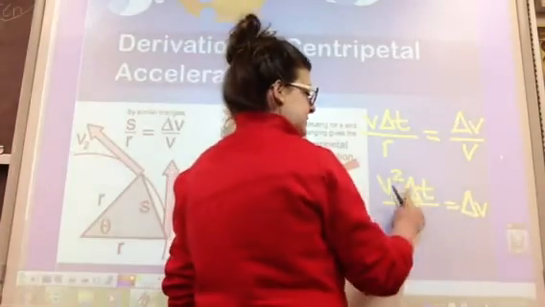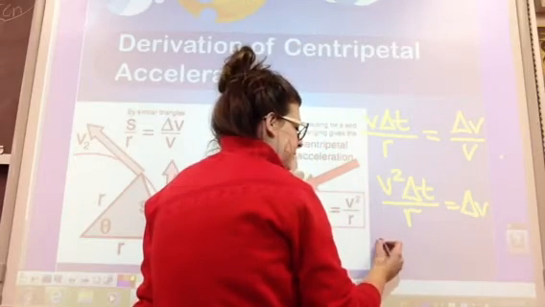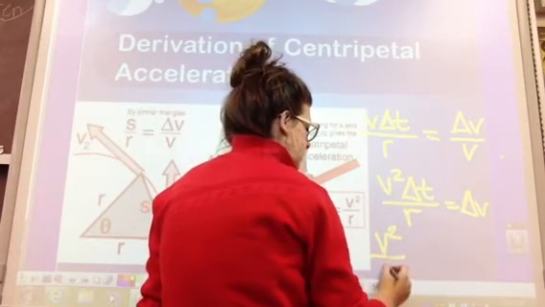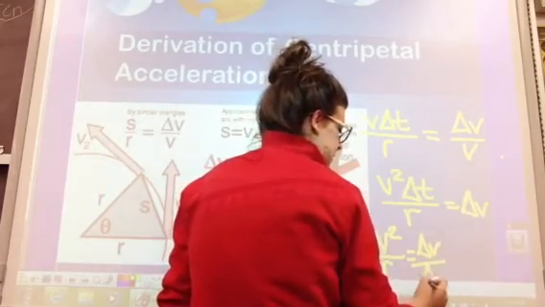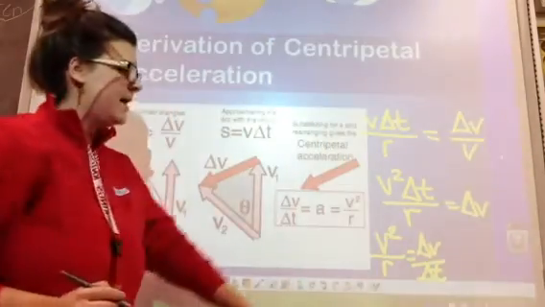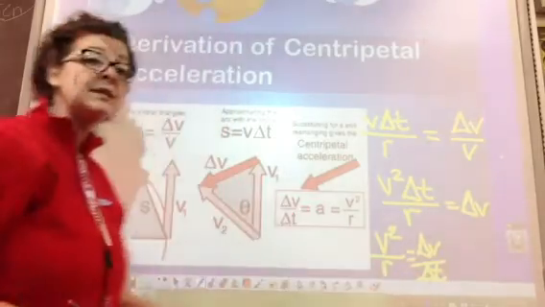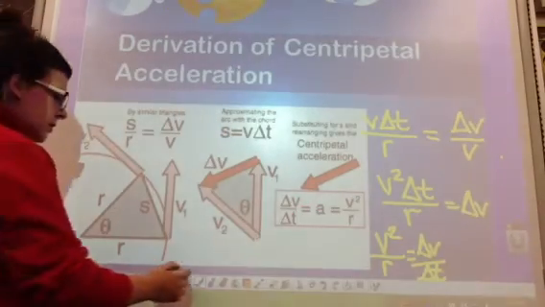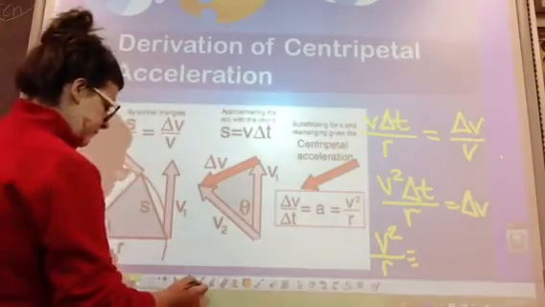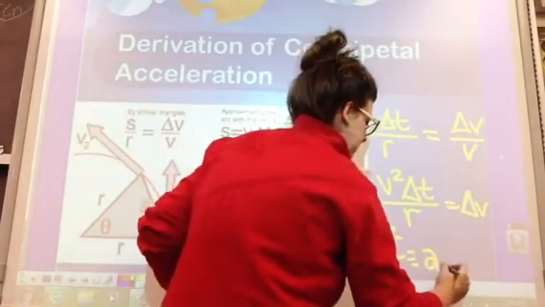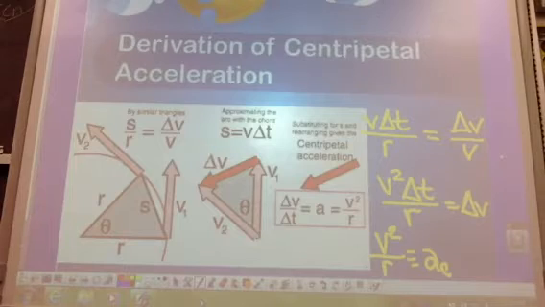Well, now I want this delta t to move over here. So if it did, I would get v squared over r equals delta v over delta t. And that delta v over delta t is the same thing as my centripetal acceleration. So we're just going to call that AC. So that's how we're deriving our centripetal acceleration formula.